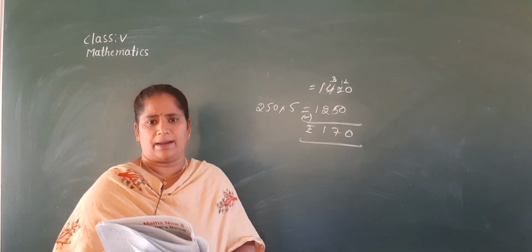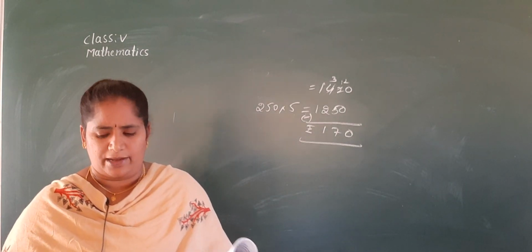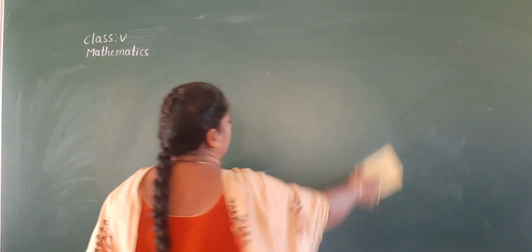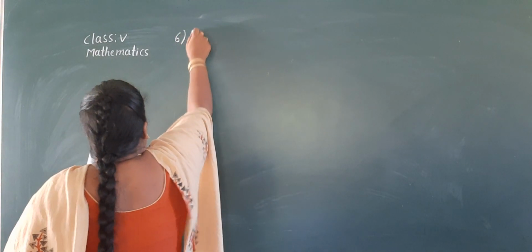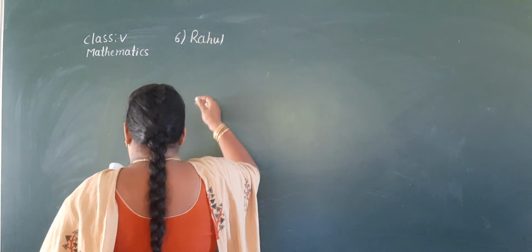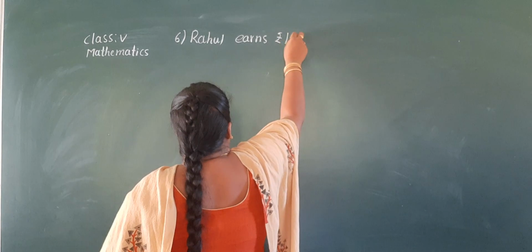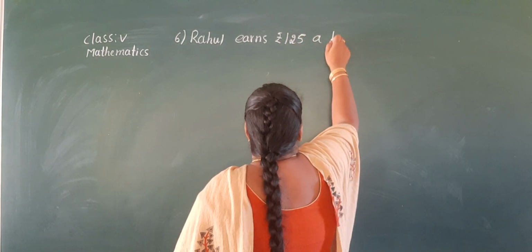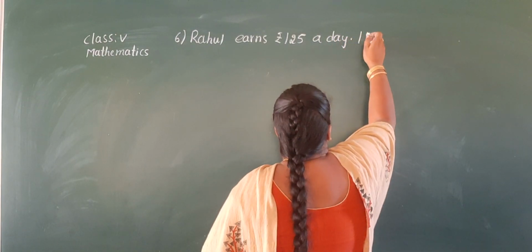So these problems we completed yesterday, and today we will continue the 6th problem, Nana. Come on, all of you open your maths classwork, children, and write the 6th problem. Open your classwork, write down Rahul earns 125 rupees a day. 125 rupees a day. How much will he earn?